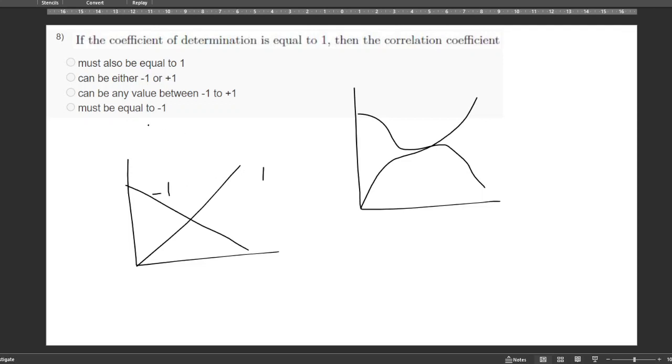So similarly, if it is 1, it is following the linear regression line. It can be minus 1 or it can be plus 1. So it can be either minus 1 or plus 1. That is the answer.